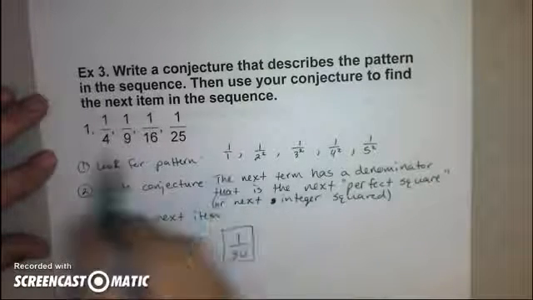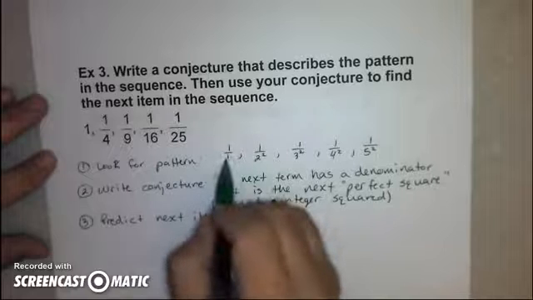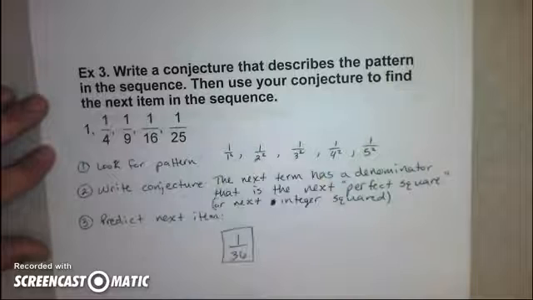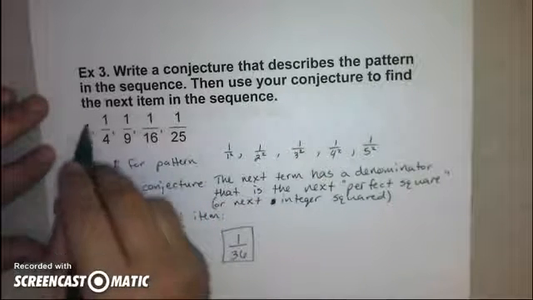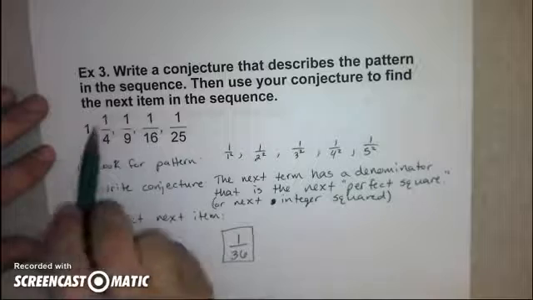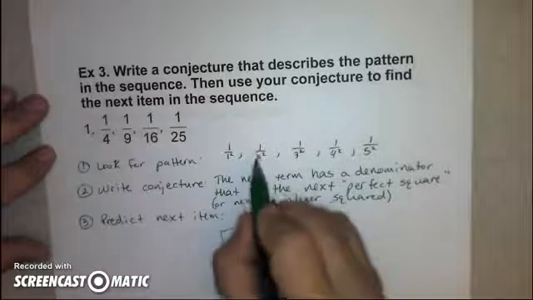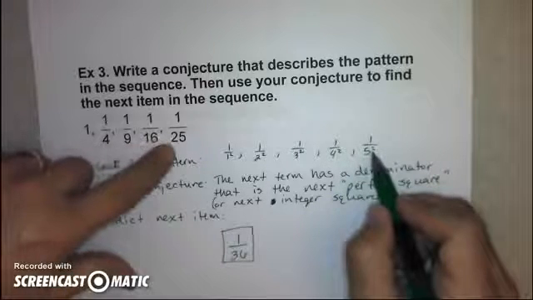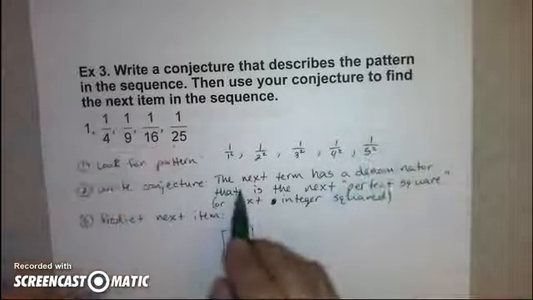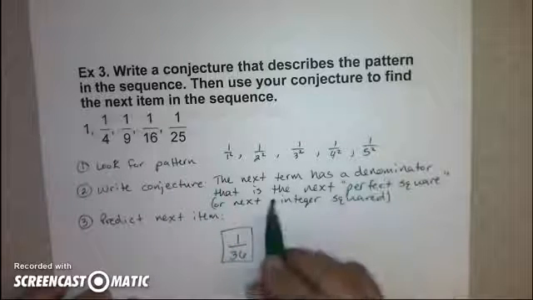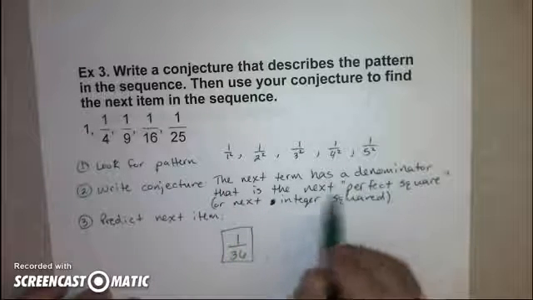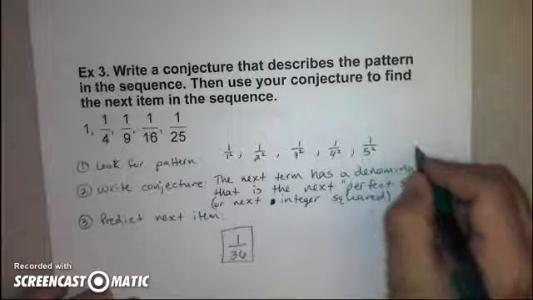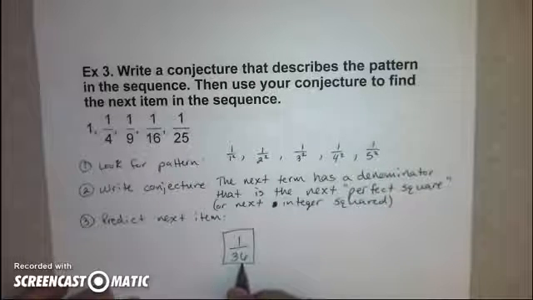Alright, the pattern you should notice is 1 even can be written as a fraction 1 over 1, and that denominator is the perfect square. You could even write it as 1 squared. It would still be 1. 1 divided by 1 is the whole number 1. And you don't necessarily see it with the first one, but the rest of these, 2 squared is 4, 3 squared is 9, 4 squared is 16, 5 squared is 25. And so the pattern is that the next term has a denominator that is the next perfect square, or next integer squared. So the next item in your pattern would be 1 over 6 squared, which is 1 over 36.